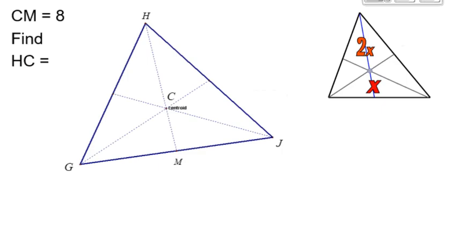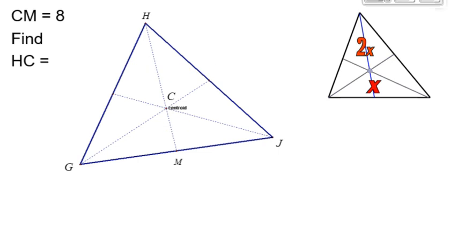All right, let's put it to use. If CM is equal to 8, so since this is the shorter distance, what would be the distance from H to C? If this is 2x and this is x, and x is 8, what is 2x going to be? 16. So this line segment is going to be 16. The question was, does that mean the whole thing is 24? And the answer is yes. 16 plus 8 is 24.